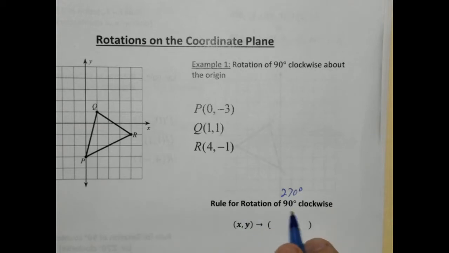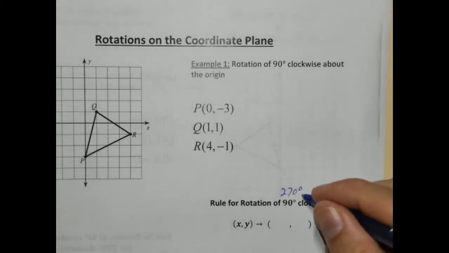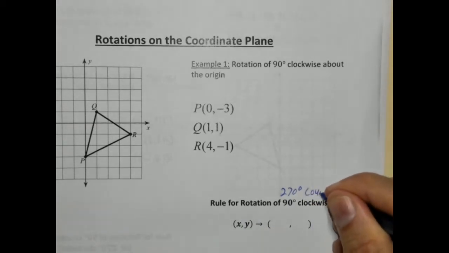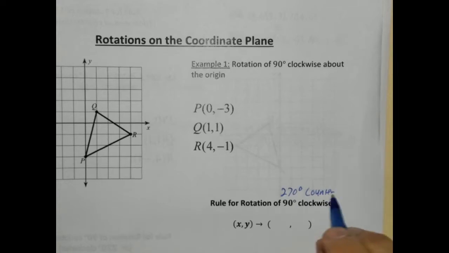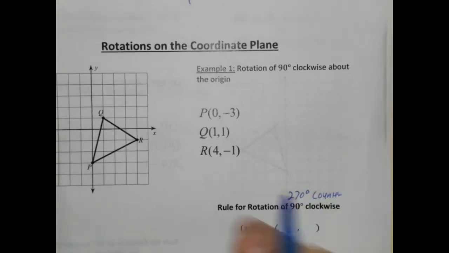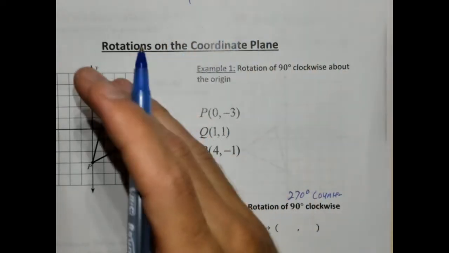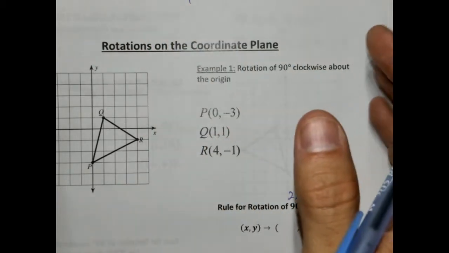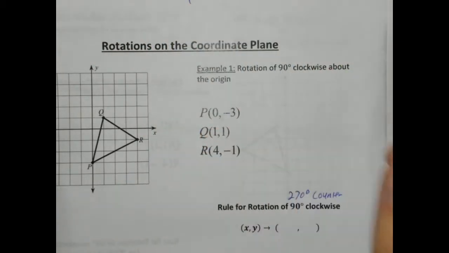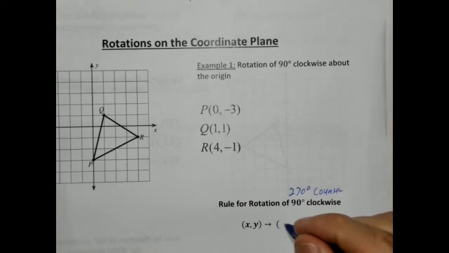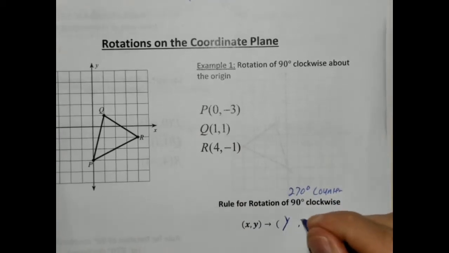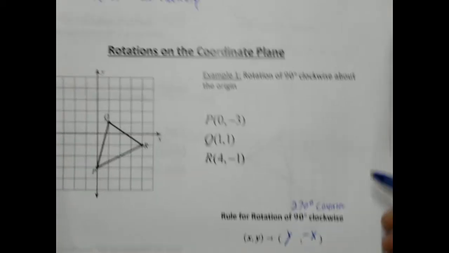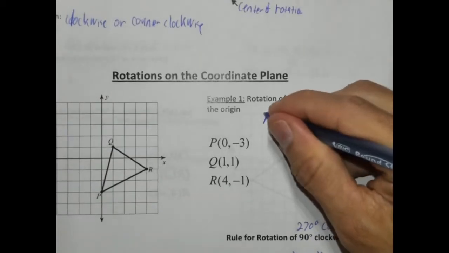So this is 90 degrees clockwise, which is also going to be the same as 270 degrees counterclockwise, because they're both going to result in the same thing. If you go 90 degrees one way or 270 degrees the other way, you're going to end up in the exact same spot. Okay, so this is the rule. We're going to say (x, y) becomes (y, -x). Okay, and I'm going to write that here. So (y, -x).